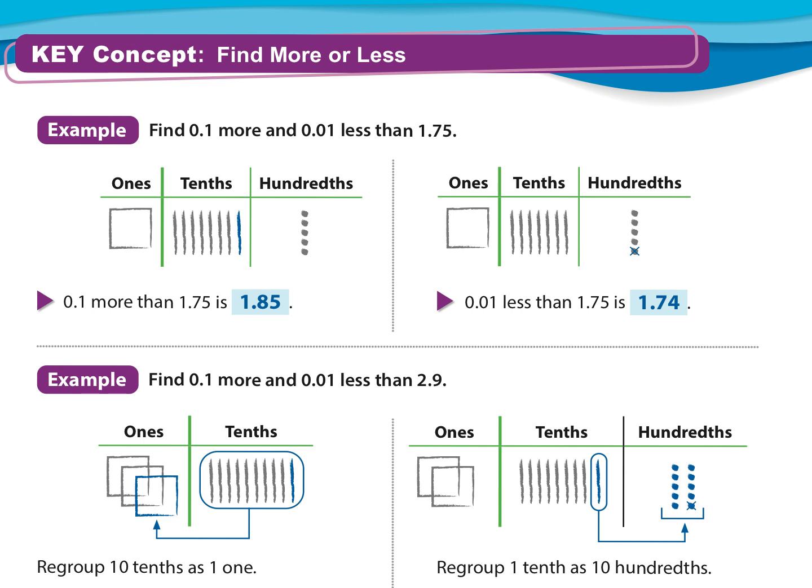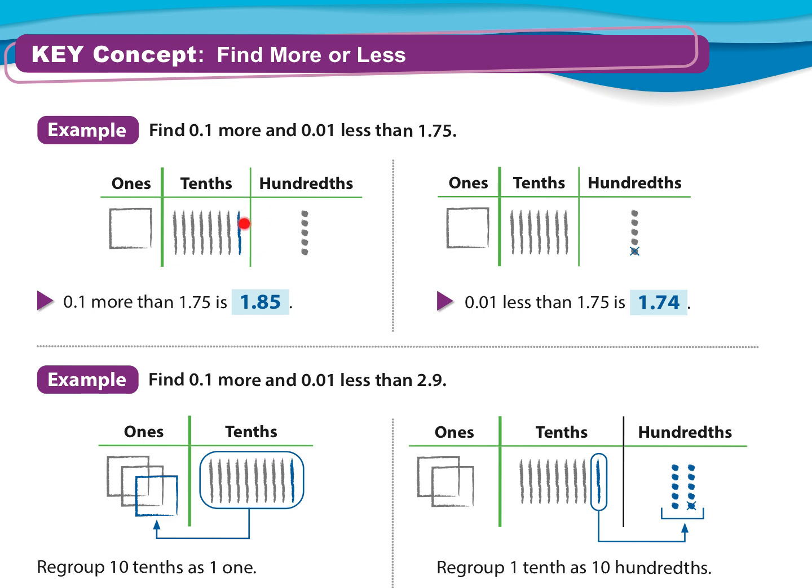These models should be familiar to us because we've seen a lot of these models. We've seen where the ones are represented by the flat, the tenths are represented by the rods, and the hundredths are represented by those little units, okay? So if I'm looking at the first example on the top left, it says find 1/10 more and 1/100th less than 1 and 75/100. So if I have 1 and 75/100, that's what's modeled.